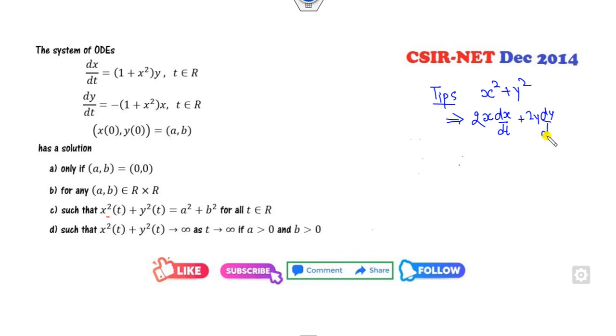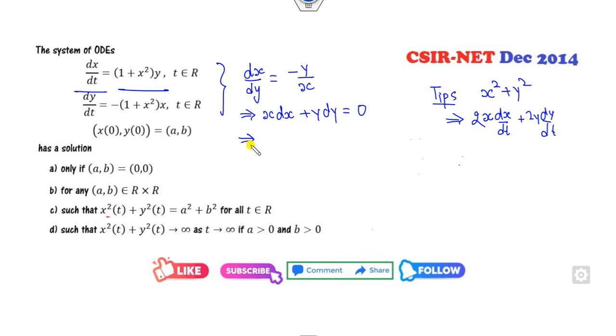Fine. This is your purpose. I can divide them. So what is the division of this? dx over dy will be minus y over x. So that means x dx plus y dy is equal to 0. Integrating them, x squared over 2 plus y squared over 2 is equal to a constant over 2.